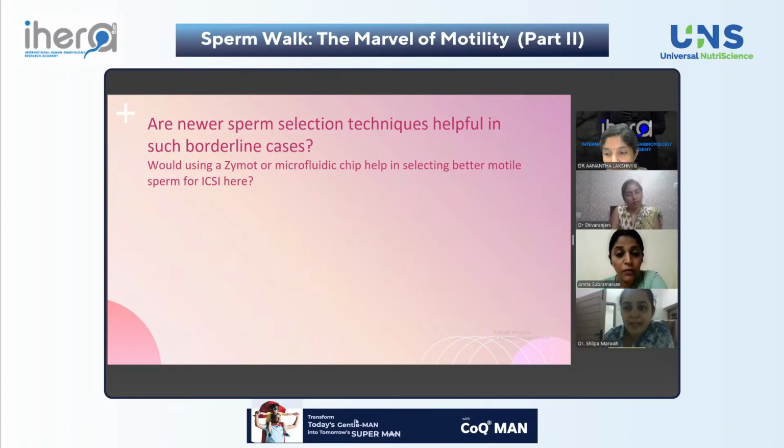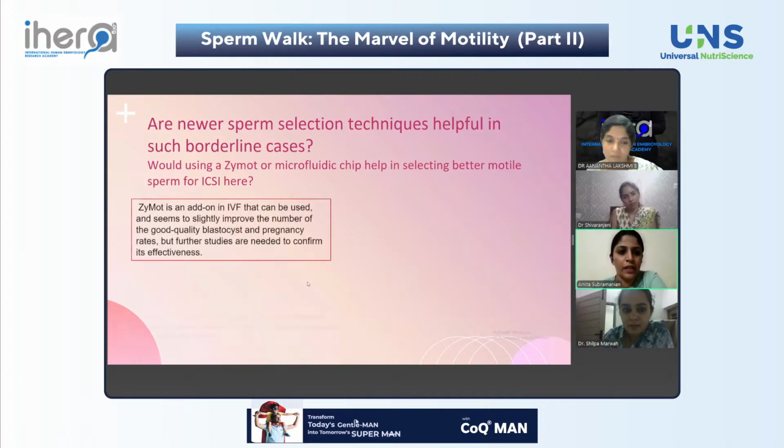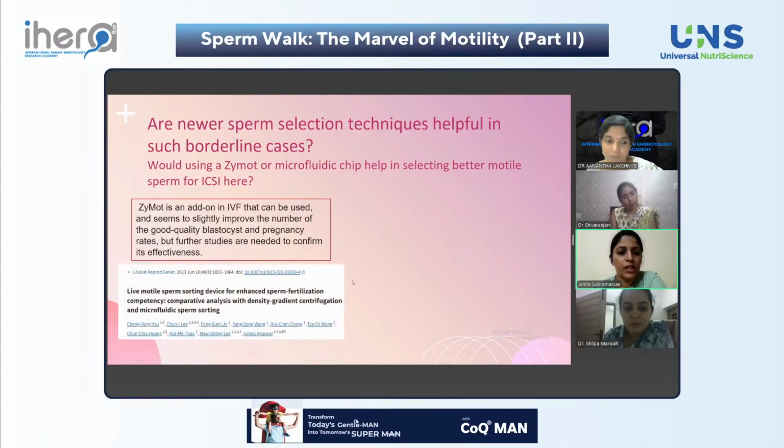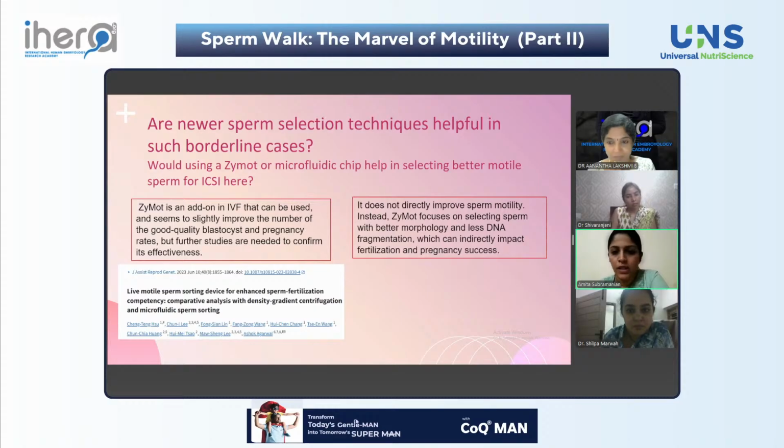Can I add? I think DFI is a good indicator for going either for zymotes or microfluidics with respect to normal ICSI. So patients with high DNA fragmentation, definitely these will help. So most of us would do all these sperm selection methods only when there is high DFI, right? The literature says that zymote is an add-on in IVF that can be used and seems to slightly improve the number of good quality blastocysts and pregnancy rate. But of course, further studies are needed.